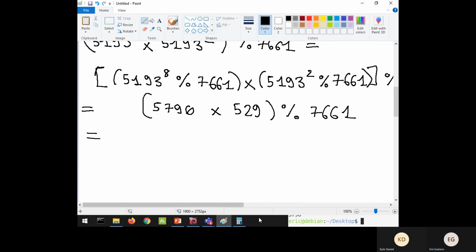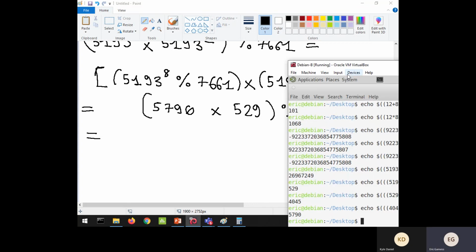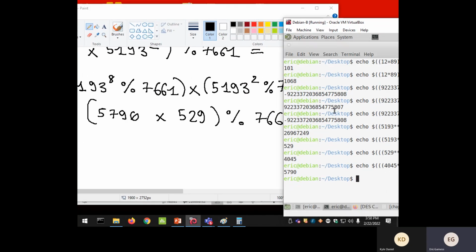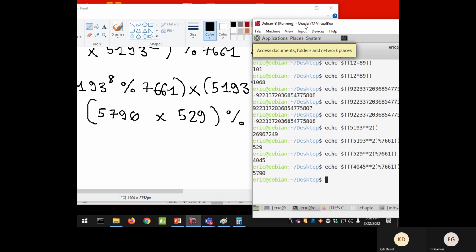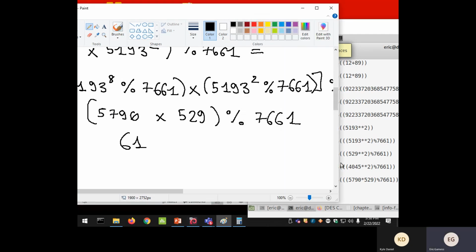So let's do that. Let's do that with the calculator that we know doesn't work with integers that are bigger than 64 bits. So we are going to do 5,790 times 529. It gives us 6,171. Now let's verify that with Python.